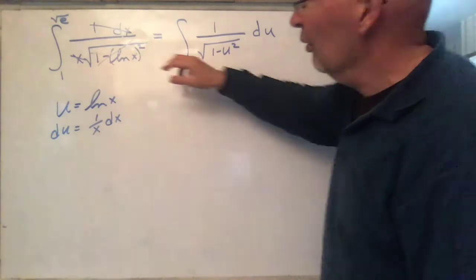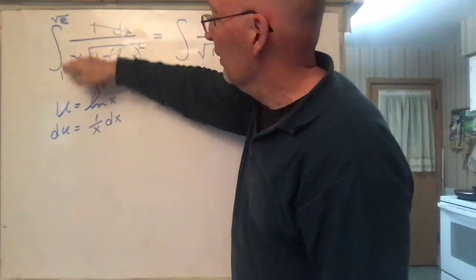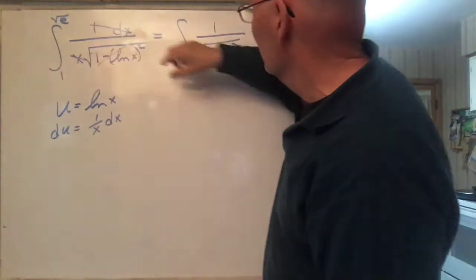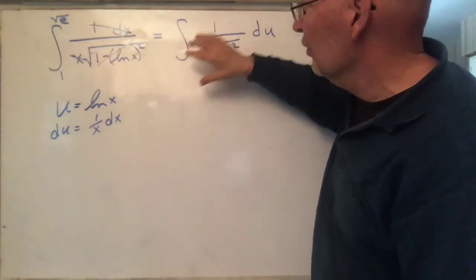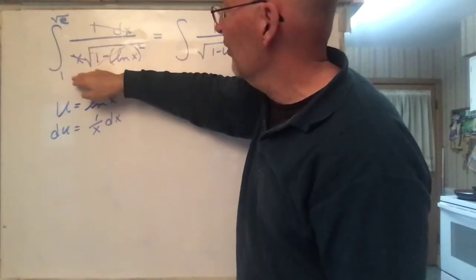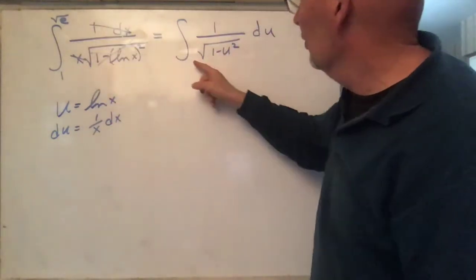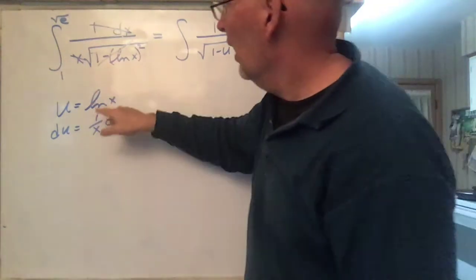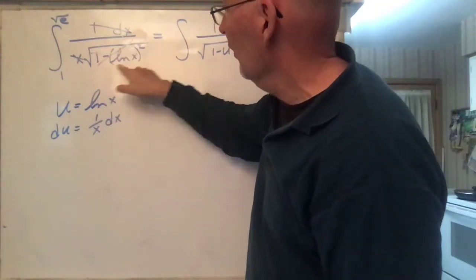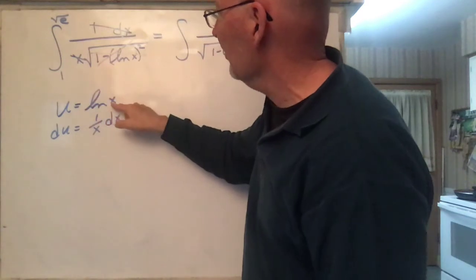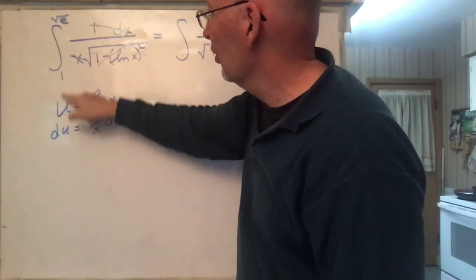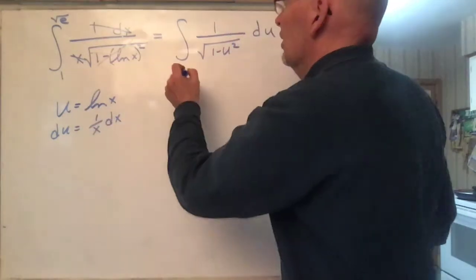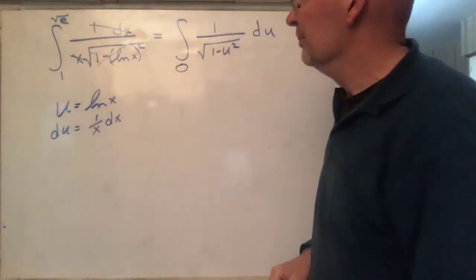Before we're done, though, notice that this is a definite integral. So since this is a definite integral, I need to not only change all this stuff into u's, but I also need to change the limits of integration to correspond to this new variable. So here's what I do. I say, here the dummy variable is x. So I say when x is equal to 1, what's u going to be? When x is 1, the ln of 1 is equal to 0. So I'm going to get a 0 there.